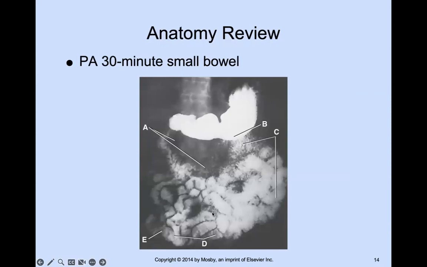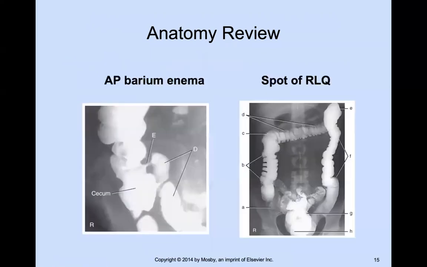jejunum, this feathery appearance. D is the ileum, and then E is pointing to the ileocecal valve, okay, going into the large intestine, which is the cecum. Okay, so this is a small bowel series, which is a timed interval exam. We take images every 15 to 30 minutes. We follow it through until it empties into the large intestine, through the ileocecal valve into the cecum.